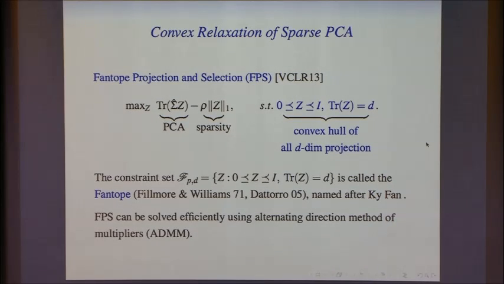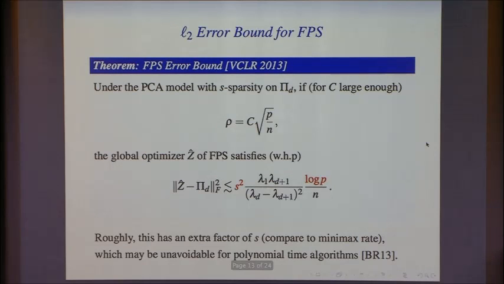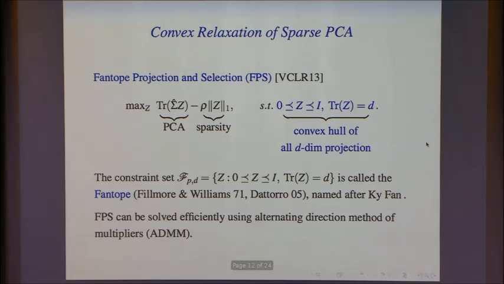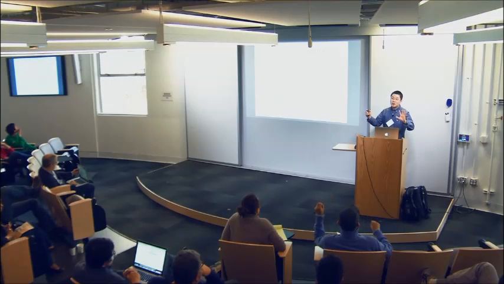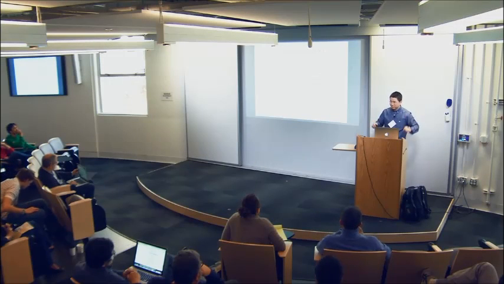This problem is convex, and we think it's the tightest convex relaxation for the PCA problem with sparsity. It can be solved using standard methods like ADMM. It's really fast and convenient. Yes? Probably a stupid question: the one norm of z is just the sum of the entries, treating z as a vector.